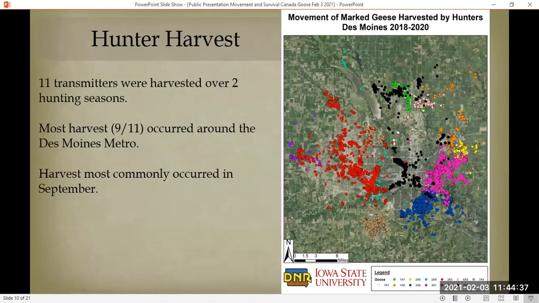Eleven of the transmitters were harvested over two hunting seasons. Ten of those 11 were from urban geese. The majority of harvest occurred around the Des Moines metropolitan area, although we did have one goose harvested in Manitoba and one goose harvested in rural Iowa. Harvest was most likely to occur in September, and of course that coincides with when the geese have the widest home ranges or are moving the most.